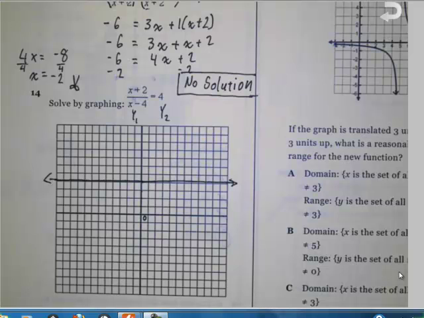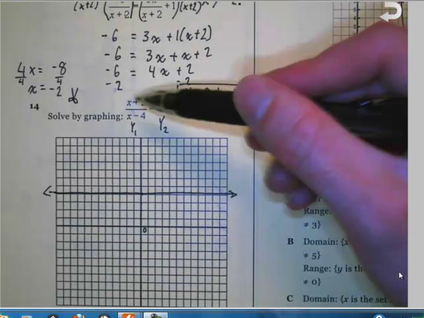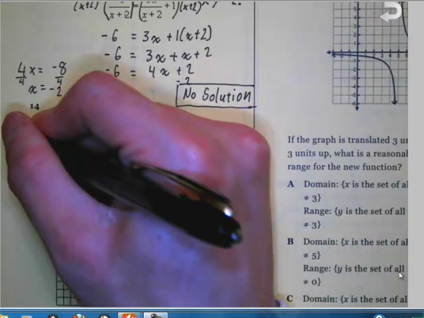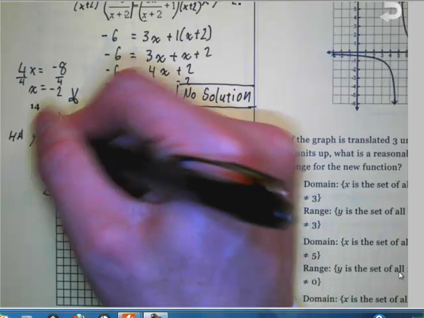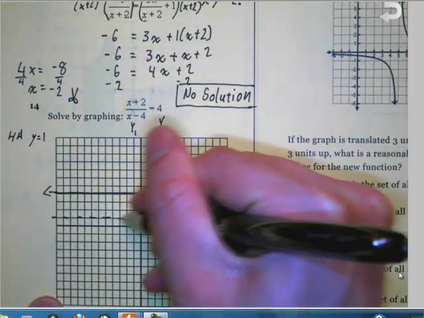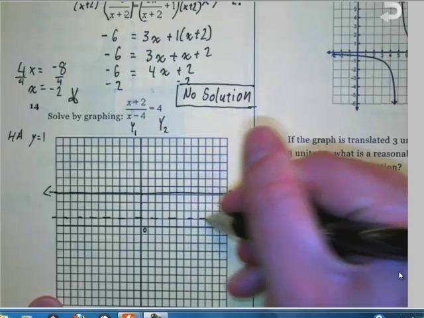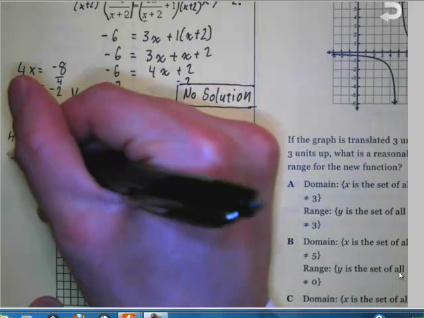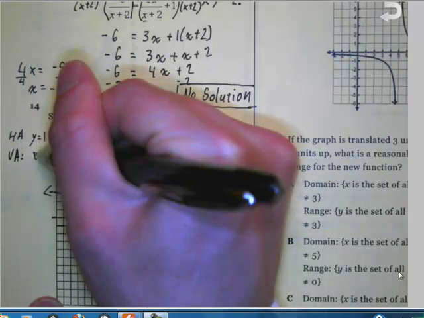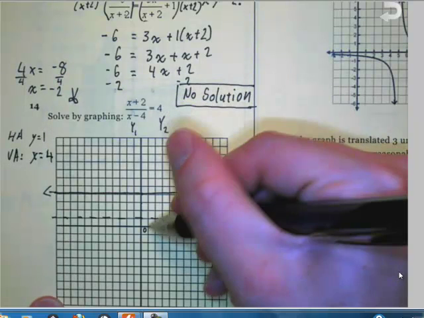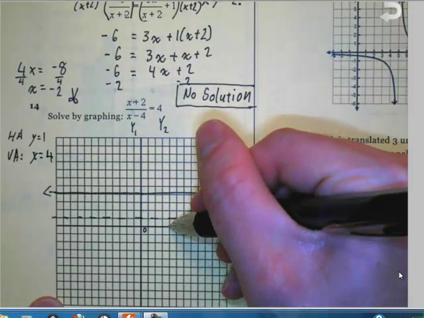Then we need to map our intercepts and our asymptotes. I know that my degrees are the same, and so I know that my horizontal asymptote is going to be where y is equal to 1. So I'm just going to make myself a couple of dotted lines where y is equal to 1. Then I have a vertical asymptote where x is equal to positive 4. So I go 1, 2, 3, 4.